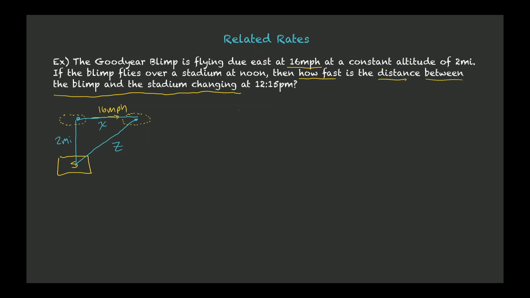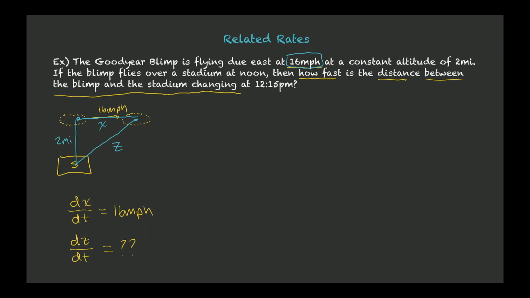Okay, so going back into the problem, it says that the blimp is flying due east at 16 miles per hour. So that means that x is changing, dx/dt is 16 miles per hour. The other rate of change that it's asking about is how fast the distance between the blimp and the stadium is changing at 12:15. So it's asking us for dz/dt. Remember, all your derivatives are with respect to time in related rate problems. All right, so these are the only 2 variables that are changing in the problem that are being asked about.